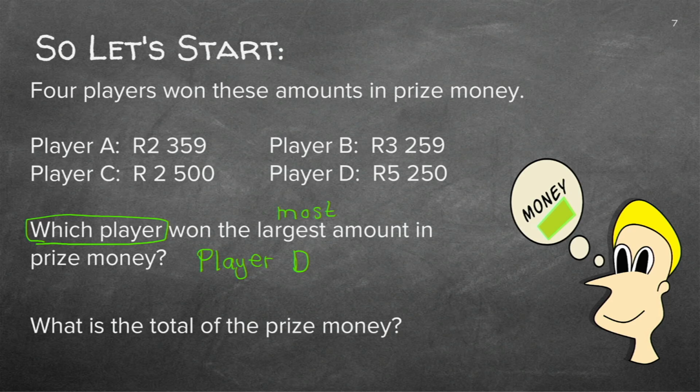Okay, what is the total of the prize money? What is the key word in that sentence? Total, that's correct. And total means plus. They want us to add stuff together. So if they ask what is the total of the prize money, you have to add all those players' prize money together.